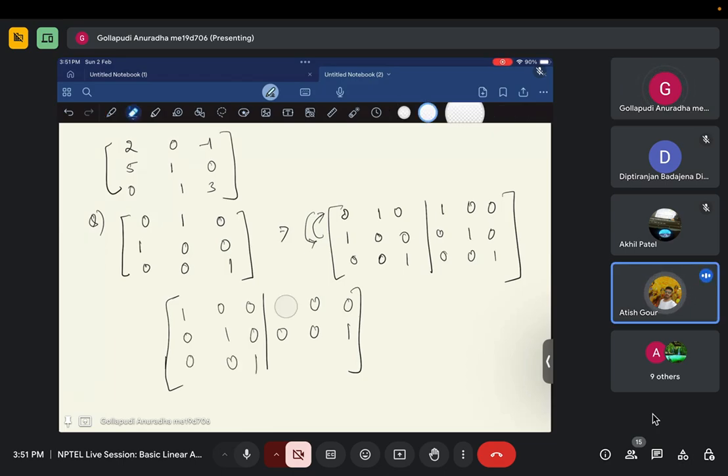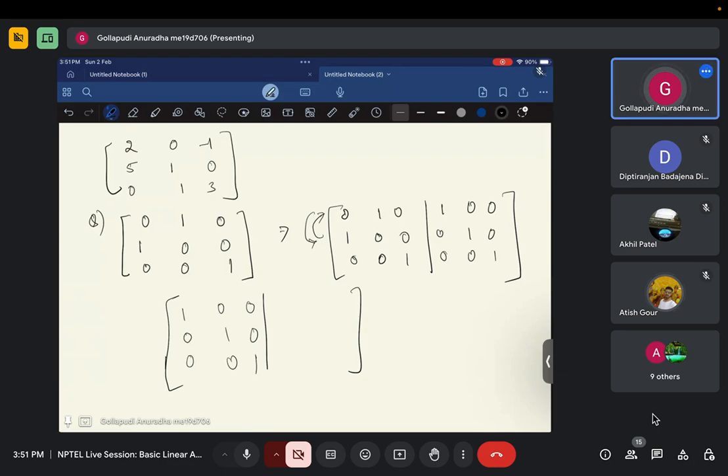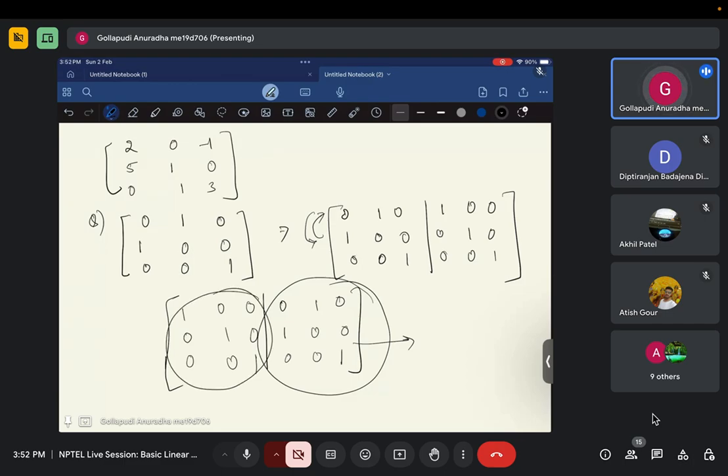Inverse will be the matrix itself, given matrix. So here also, if you are exchanging, so this is the inverse, not the identity matrix. Inverse is the matrix itself. So whatever we are getting here, that is the inverse. We should convert this to the identity matrix, and by doing the same row operations on the right side, whatever we get from the identity matrix will be the inverse. So this is the inverse of this matrix. I hope it is clear.